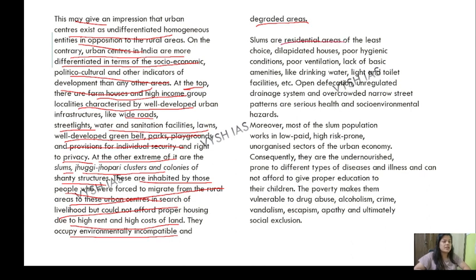Okay, slums are residential areas of least choice: dilapidated houses, poor hygiene conditions, poor ventilation, and lack of basic amenities like drinking water and light. Moreover, most of the slum population works in low paid, high risk jobs. We know this, the slums in India are facing tremendous issues.